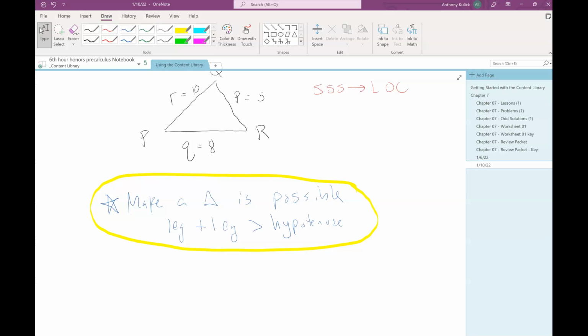Everybody cool? So we're good here, right? 8 plus 5 is 13, and that's bigger than 10. Again, Mr. Kulik, how do I know which one was the hypotenuse? It's the biggest one, dude. I know it's like no duh, you're thinking, but every year somebody asks how do I know which one's the hypotenuse? And it's like, well, it's okay.